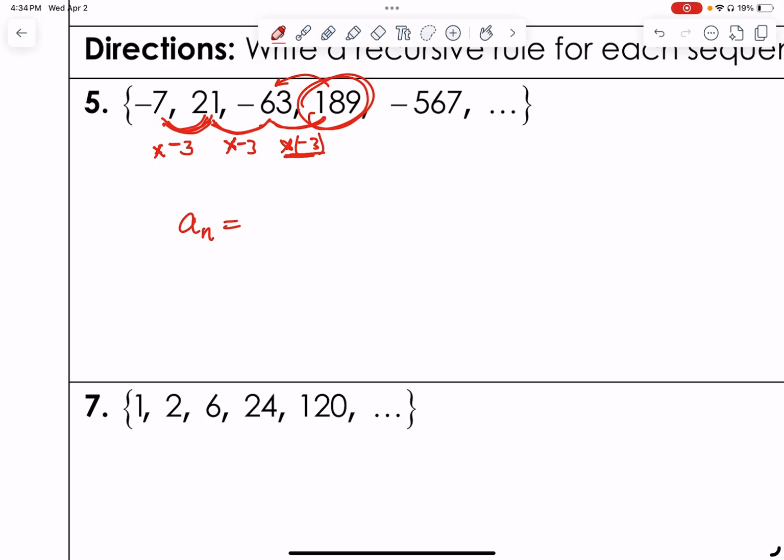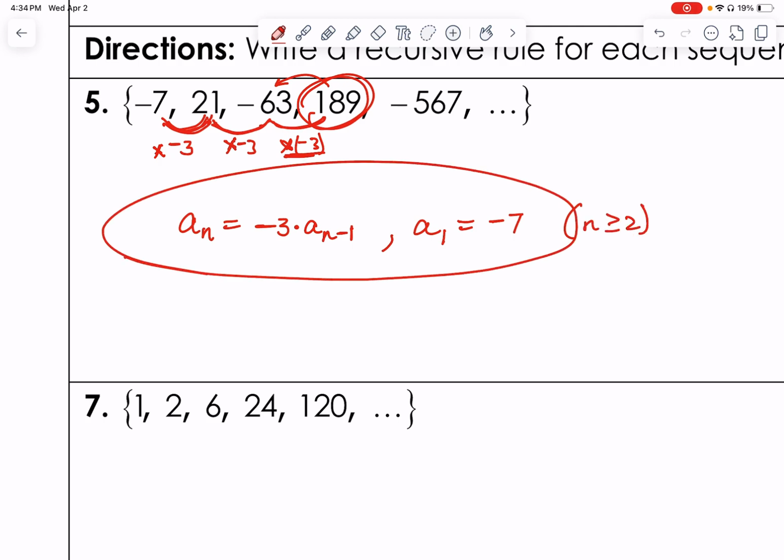So I'd take -3 times the previous, a sub n minus 1. That's all I got to do. You just take the previous times -3, and then specify your start. a sub 1 has to equal -7, and then also n has to be greater than or equal to 2. That's not that big of a deal. I just need to make sure you can get this. So there you go.